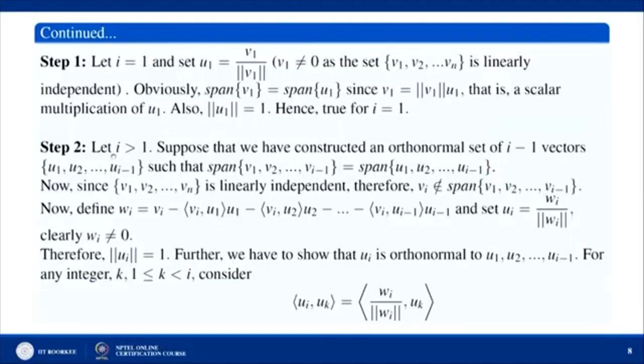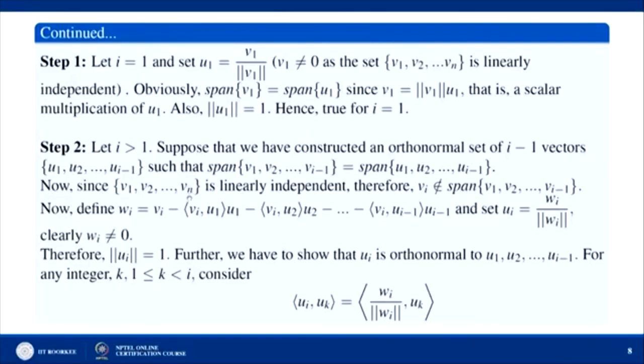Okay. So basically what I assumed in step 2 is that we have constructed an orthonormal set of i minus 1 vectors U1, U2 up to Ui minus 1 such that the span of these i minus 1 Vi's is equal to the span of these i minus 1 Ui's. Now, first of all, since these vectors are linearly independent, of course Vi cannot be expressed as a linear combination of the i minus 1 V's. If it could, this set would be linearly dependent, because Vi would belong to the span of the others. So of course Vi does not belong to the span of this, number 1.